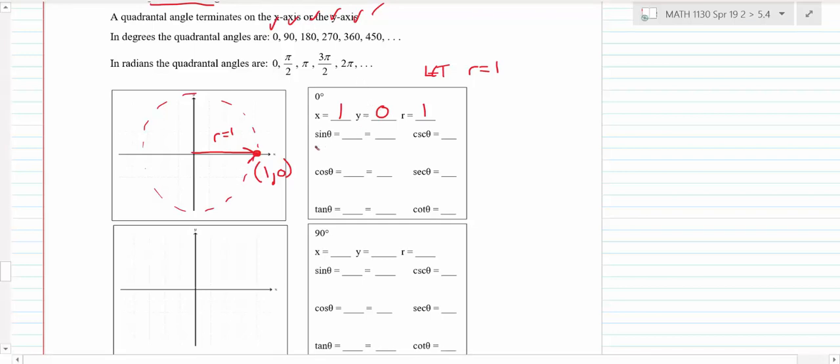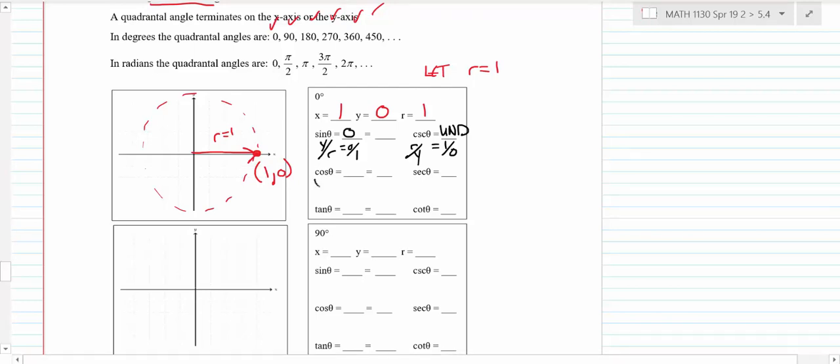So then it goes like this. The sine would be y over r, so that would be 0 over 1. So the sine of 0 degrees would be 0. The cosecant is going to end up being r over y. So r is 1, y is 0. What do you know about 1 over 0? It's undefined. So you're going to find that the trig functions sometimes are going to be undefined at certain quadrantal angles.